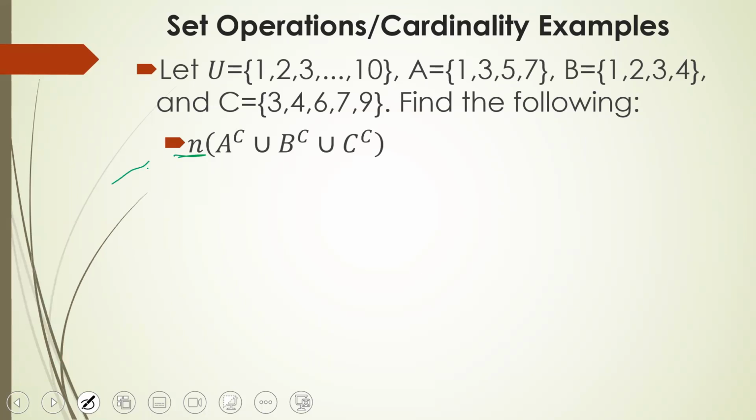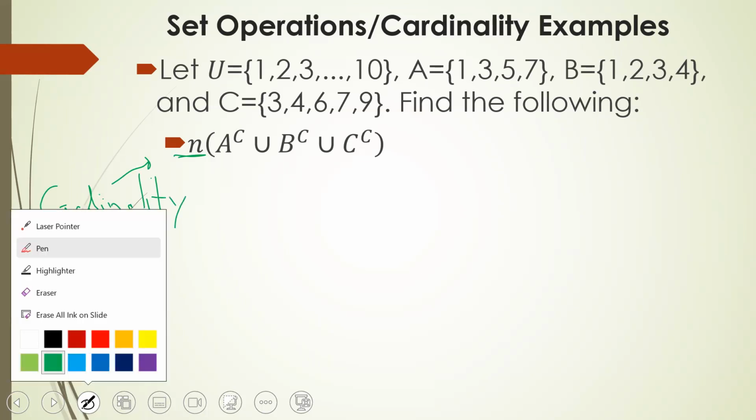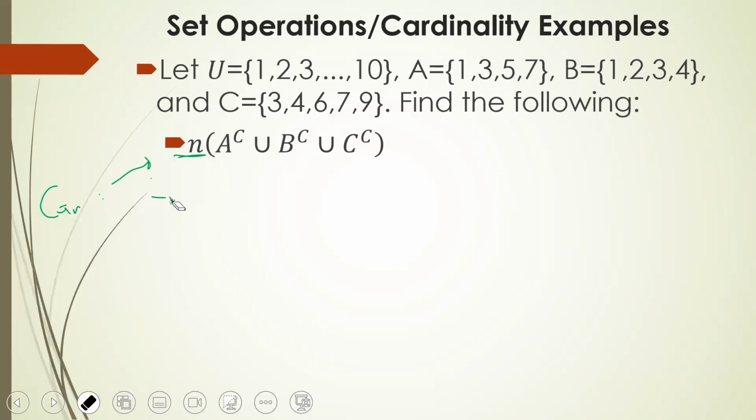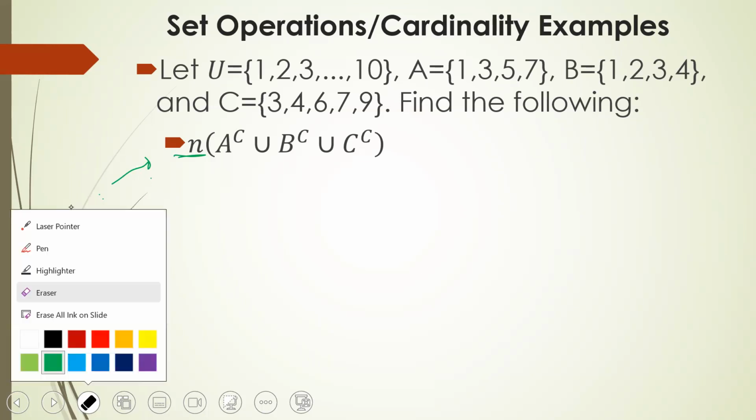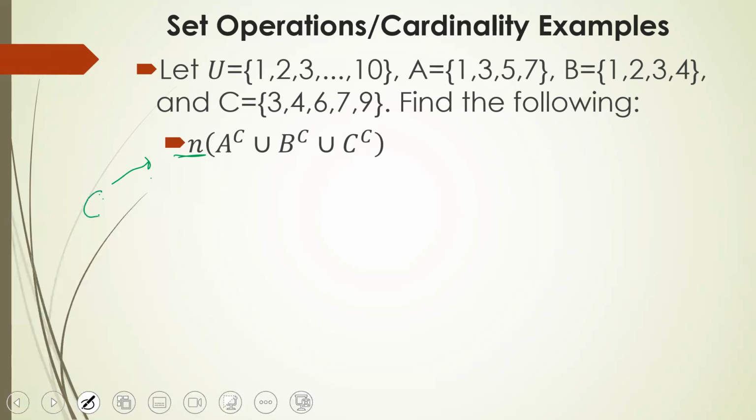And what that is telling us to do is to figure out what's called the cardinality of the set represented by A complement, union B complement, union C complement. And let me write that so that you can actually read it. The cardinality, which basically means the number of elements in this set.